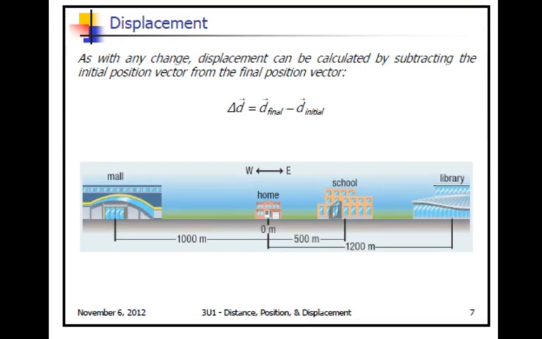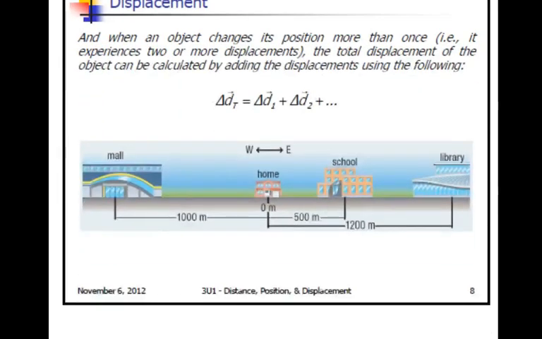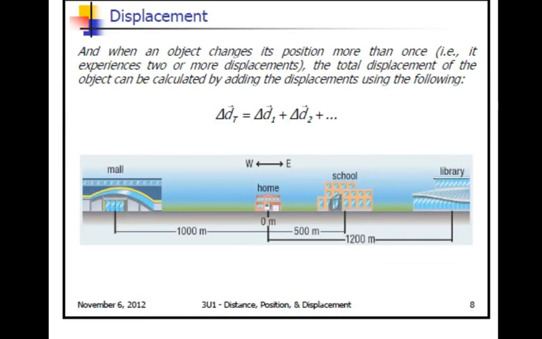So here we have displacement, and it says here, as with any change, displacement can be calculated by subtracting the initial position vector from the final position vector. When an object changes its position more than once, our total displacement is the sum of each individual displacement. So here, our total displacement delta dt is equal to delta d1 plus delta d2, and so on and so forth.